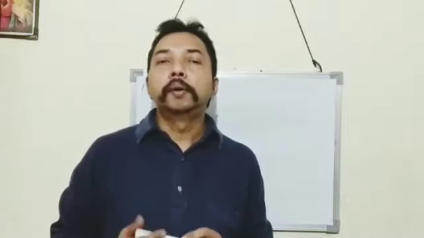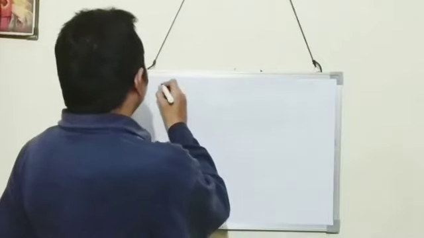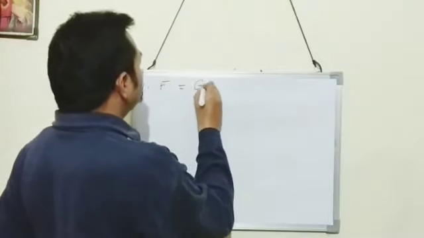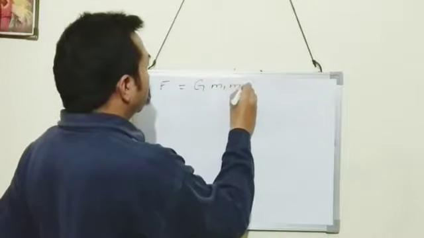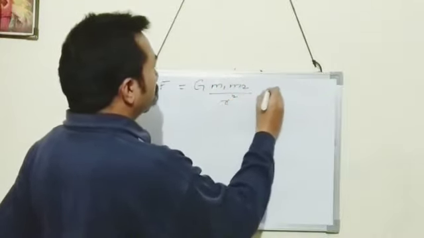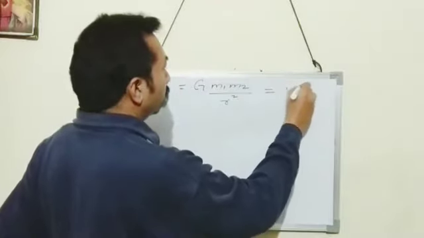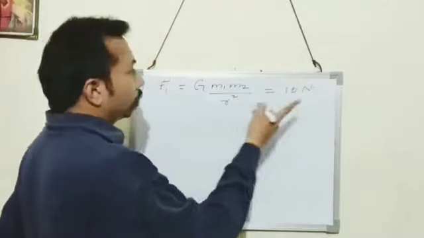Now we are doing the numericals of exercise 3E. So first question. The force of attraction between two bodies at a certain separation is 10 Newton. What will be the force of attraction between them if the separation is reduced to half? So first we are using the formula of universal law of gravitation. That is F is equal to G m1 m2 upon r square. So this is given as 10 Newton. This is the first case.